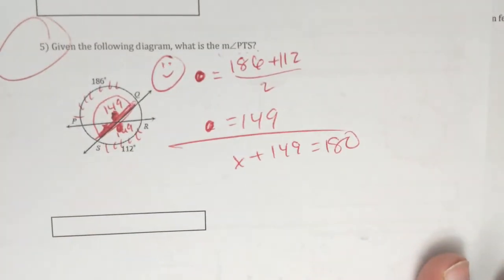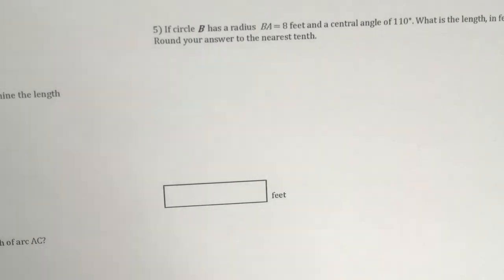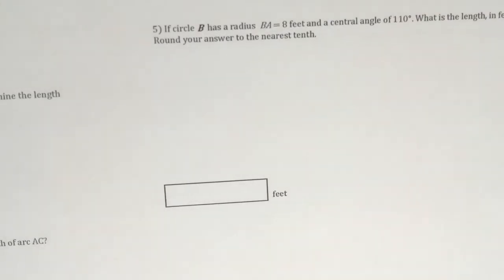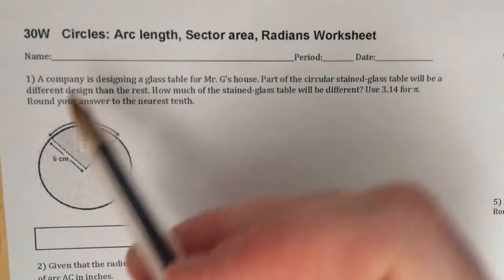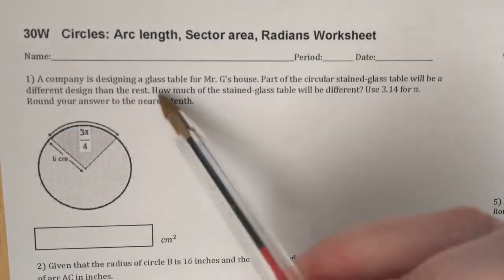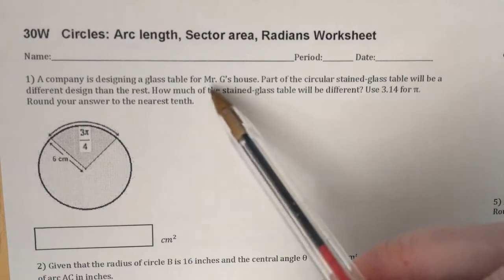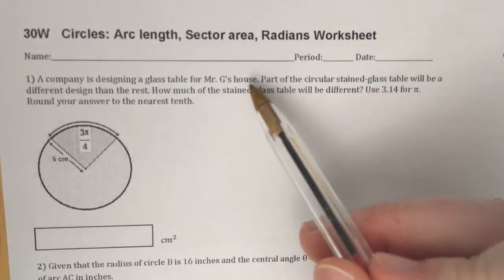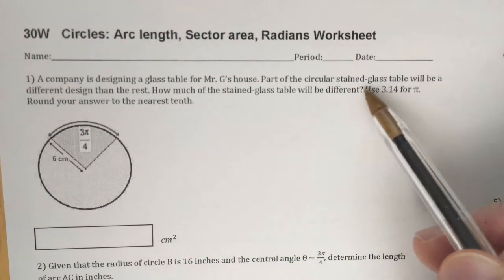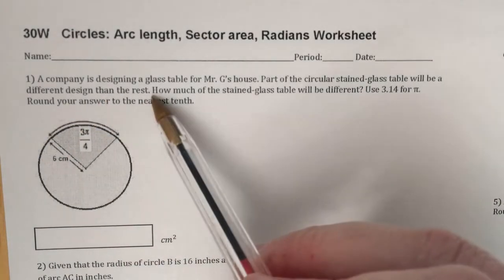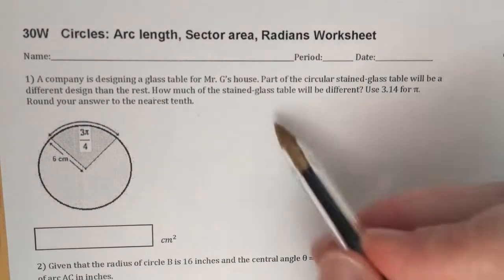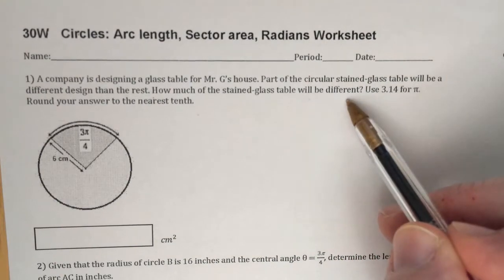Sweet. So that was number 5. All right, let's keep going. We have done pages 28 and 29 so far. We're going to go ahead and move on to page 30. On page 30, a company is designing a glass table for Mr. G's house. Part of the circular stained glass table will be a different design than the rest. How much of the stained glass table will be different?